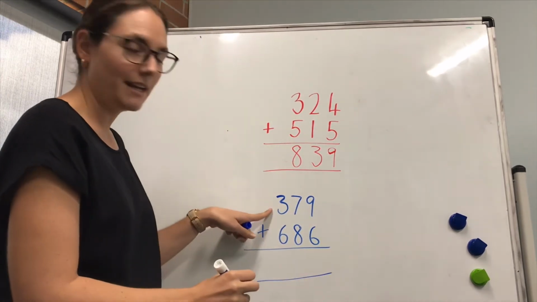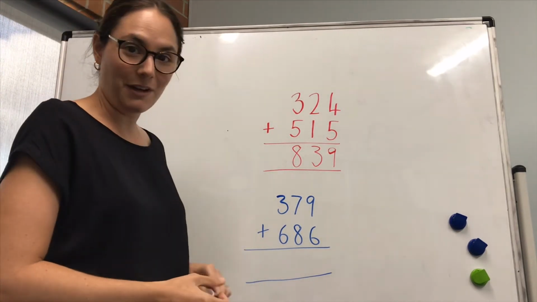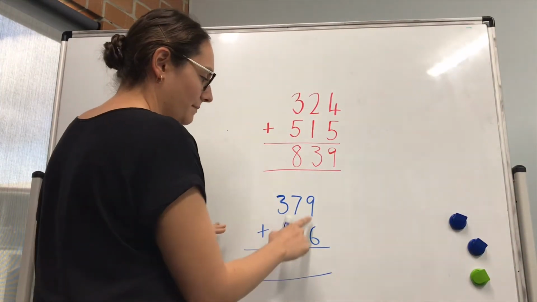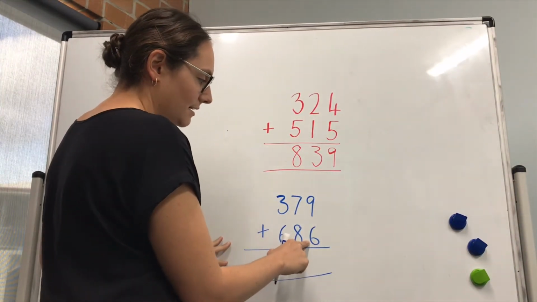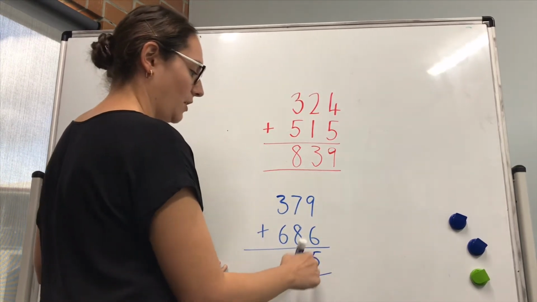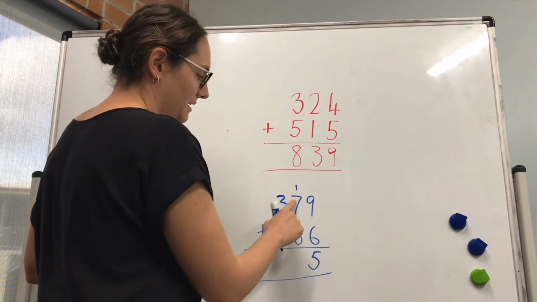So 379 plus 686. Pause the video and work out your answer. The answer is going to be 9 plus 6 is 15. So we put the ones number down, which is the 5, and carry the tens. So now we have 1 plus 7 plus 8.